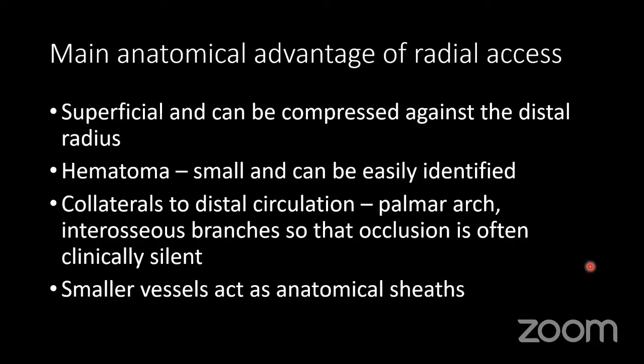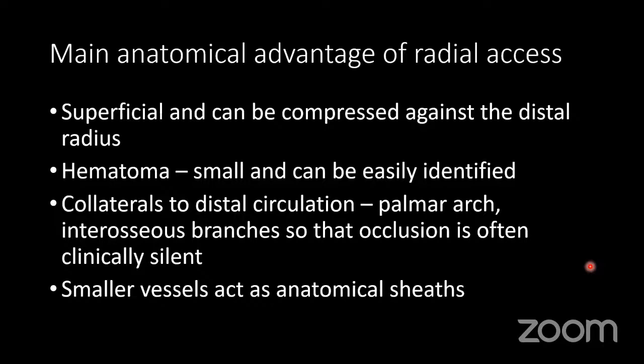Now, what are the main advantages of radial access? The main advantage is that it is superficial and easily compressed against the distal radius. There is very little space between the skin, the bone and the vessel, and very little soft tissue, so the compression is very easy. And since the vessel and the area are small, the hematoma will be small, and this hematoma can be easily identified.